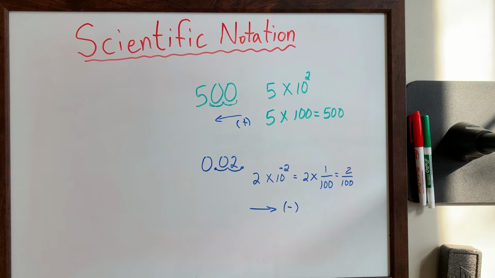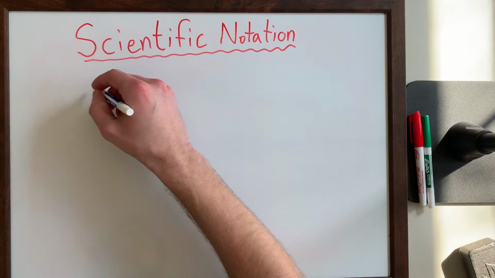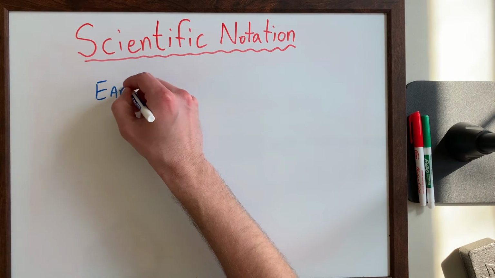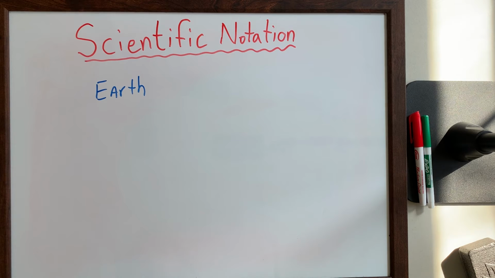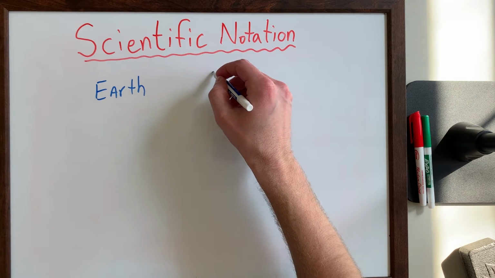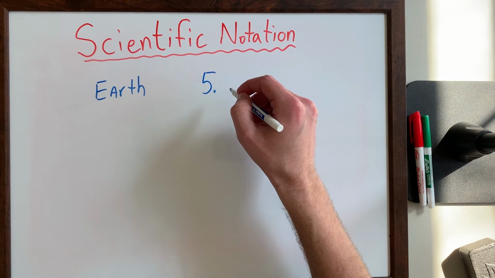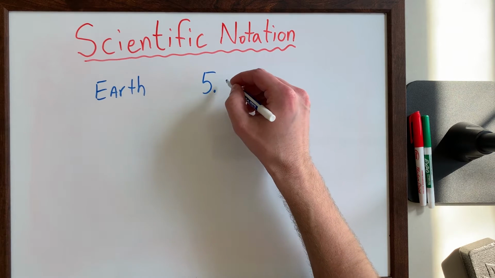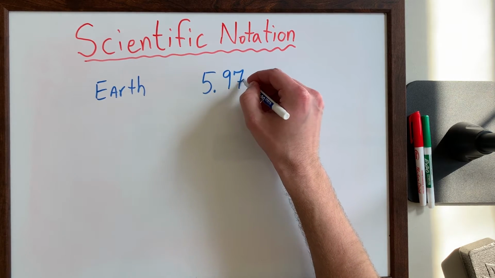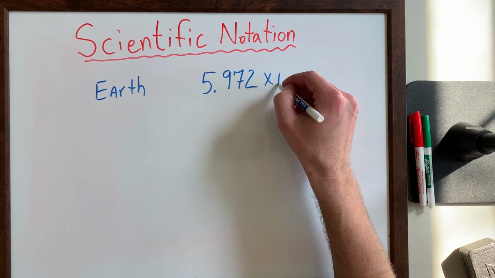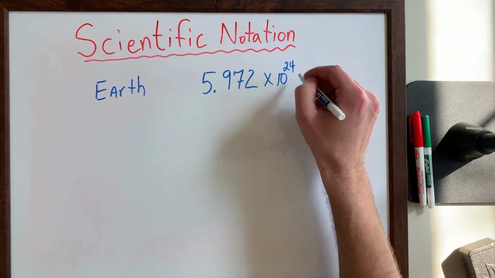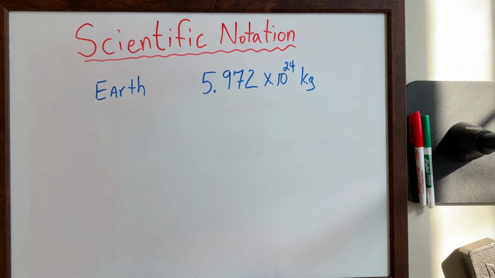Let's take a look at a couple more examples of much bigger and much smaller numbers. All right, let's see something about our planet Earth. If I look up online, I see that Earth has a mass, or in this case we'll call it a weight, of 5.972 times 10 to the 24th kilograms, okay?